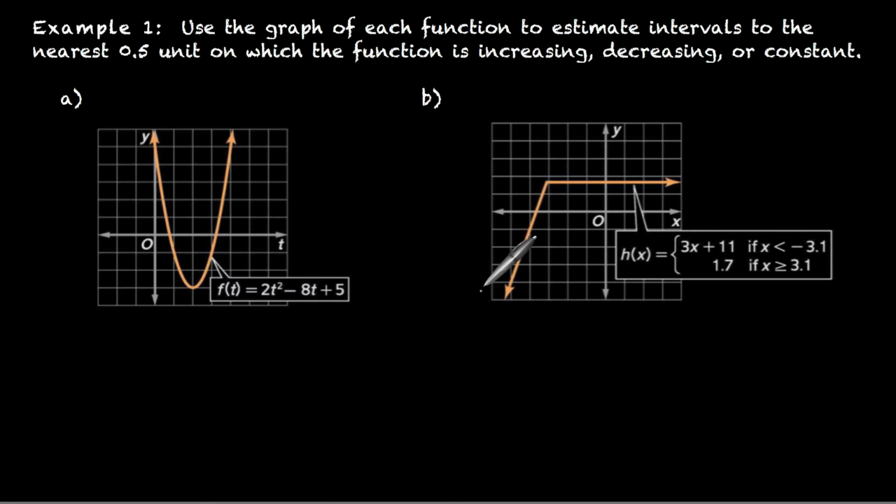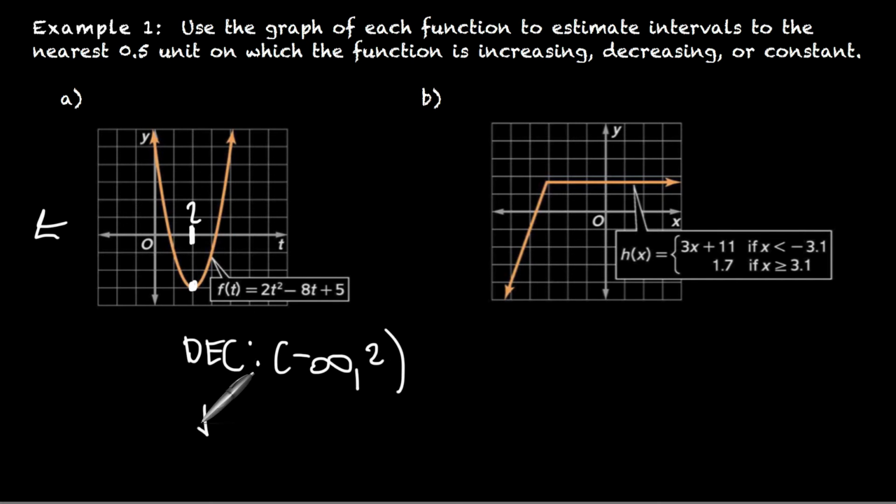Okay, so example 1: use the graph of each function to estimate the intervals, to the nearest 0.5 unit, on which the function is increasing, decreasing, or constant. All right, so here we have the vertex, and we can see that the function is decreasing. So we will say that it is decreasing from negative infinity, meaning it's starting to decrease from way back here, and it will continue to decrease until x gets to 2. So that is the only place that it's decreasing.